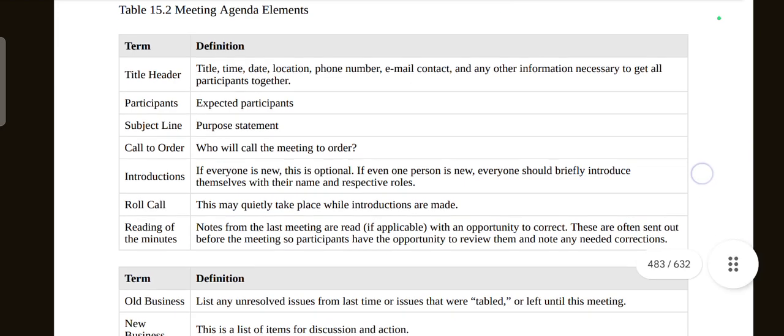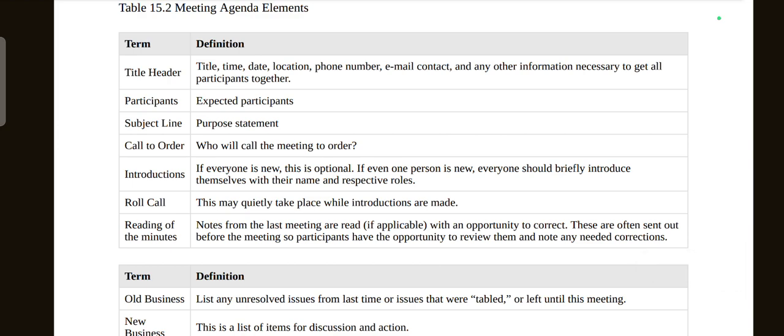Fourth one is the call to order. Who will call the meeting to order? Fifth one is introduction. If your audience knows you already, then it is optional to have an introduction. If even one person is new, everyone should briefly introduce themselves with their name and respective roles. Number six is roll call. This may quietly take place where introductions are made. And next is the reading of the minutes.